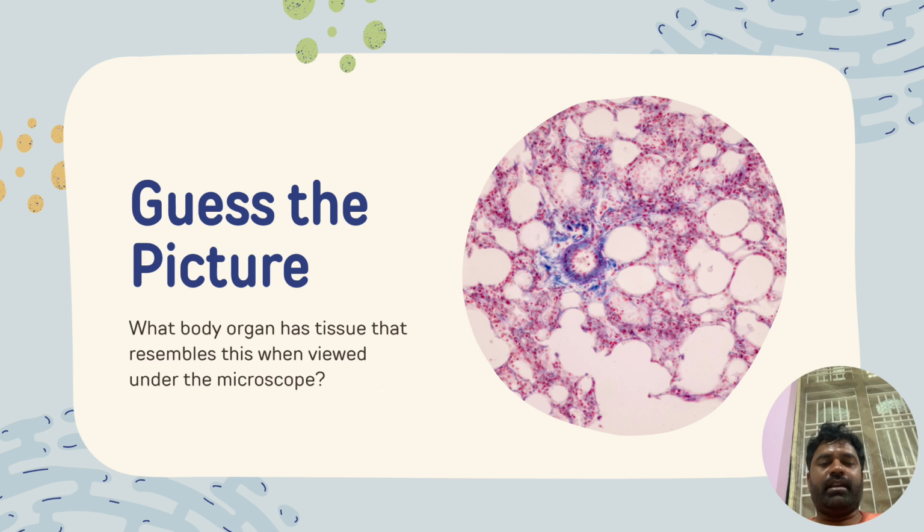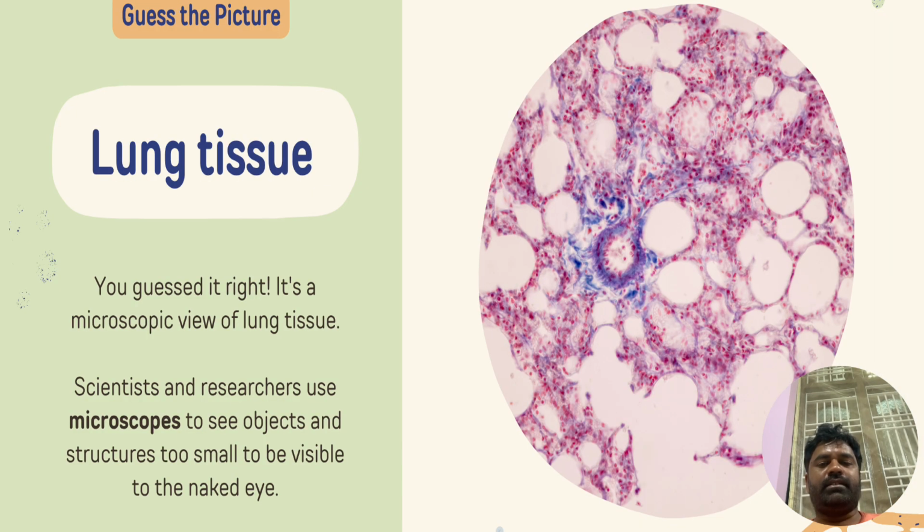Look at the picture and guess. What body organ has tissue that resembles this when viewed under the microscope? Yes, this is lung tissue. You guessed it right. Most people do not identify it. So it's a microscopic view of lung tissue. Scientists and researchers use microscopes to see objects and structures too small to be visible to the naked eye.